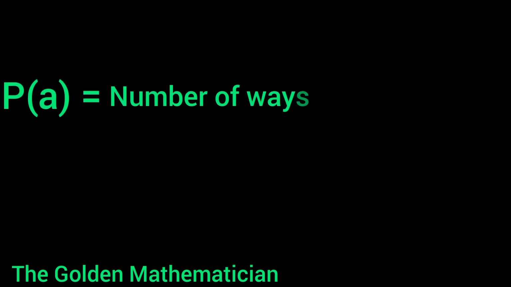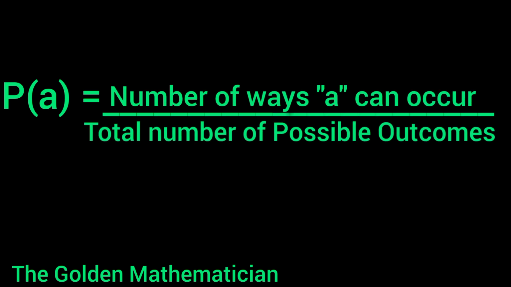The probability of any event occurring is equal to the number of ways the event can occur divided by the total number of possible outcomes. The application of probability plays in our day-to-day life. A common example is the probability of a particular politician winning an election.